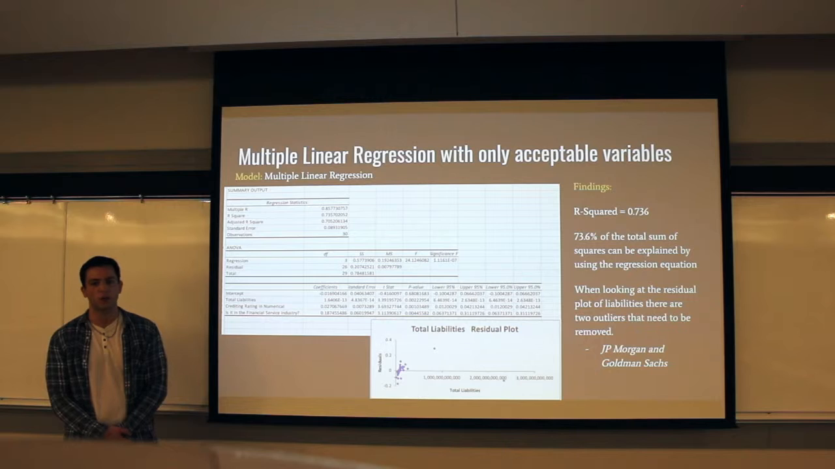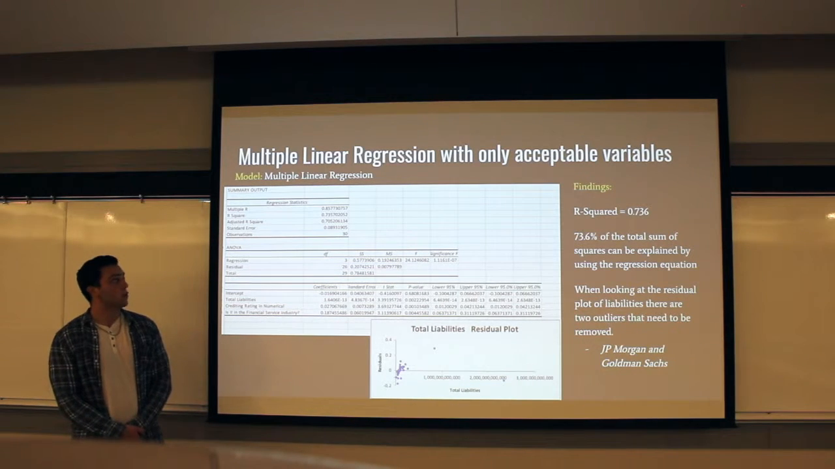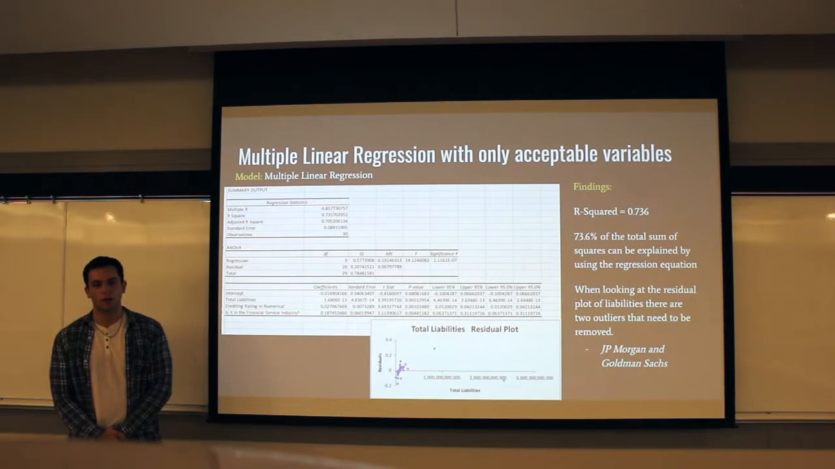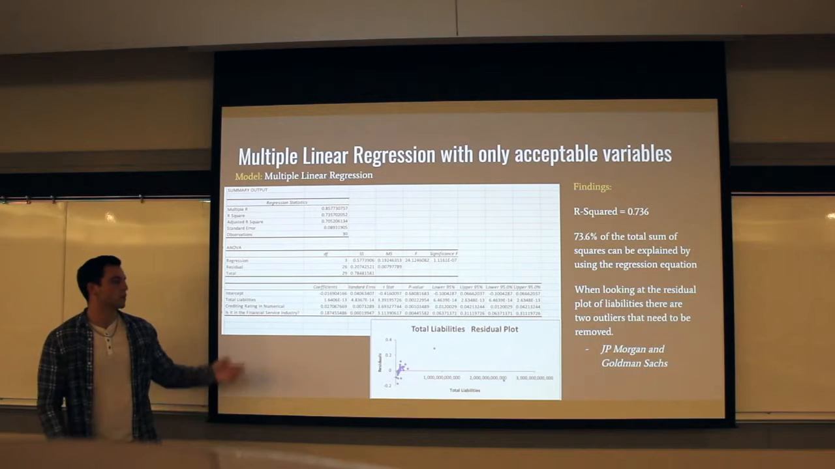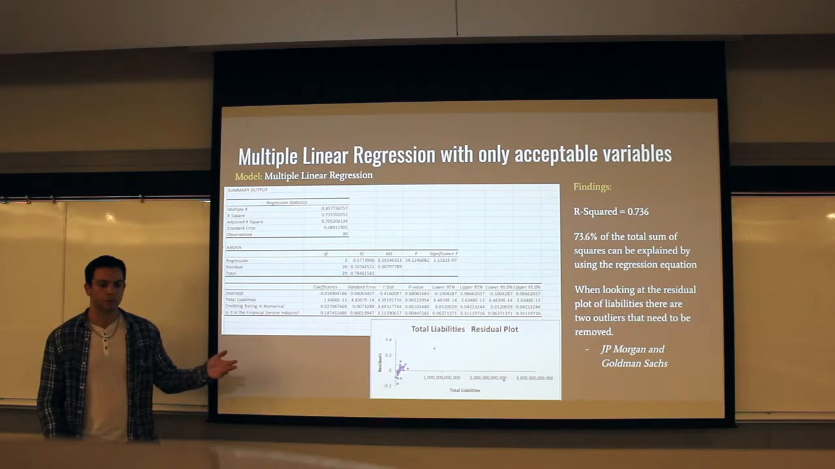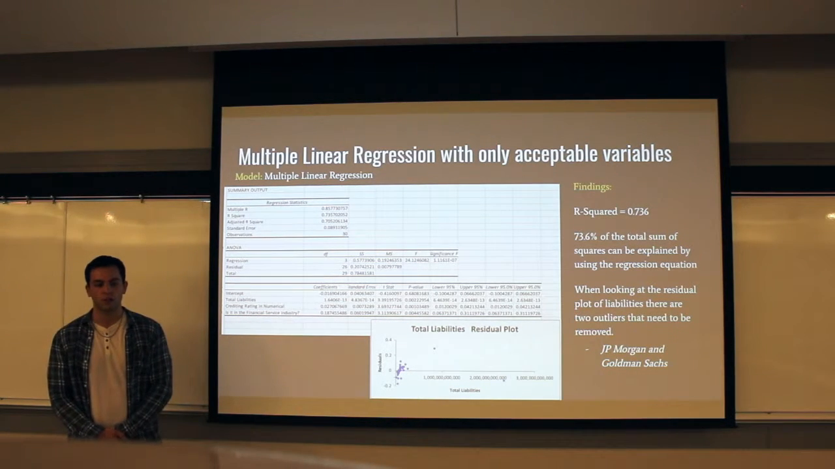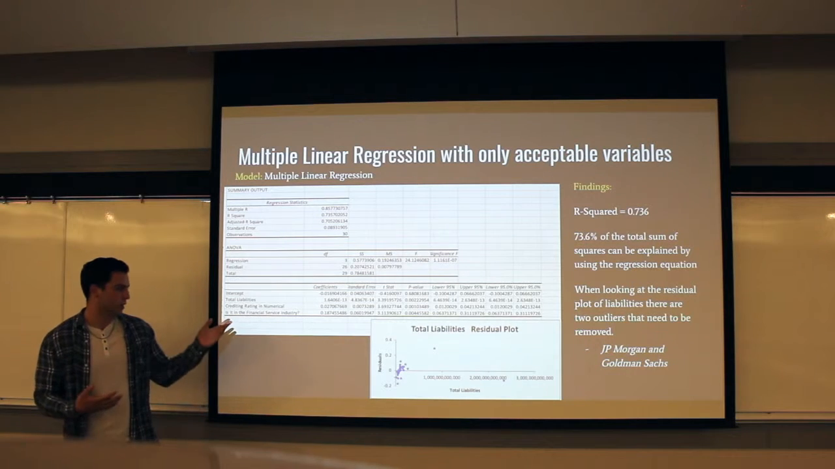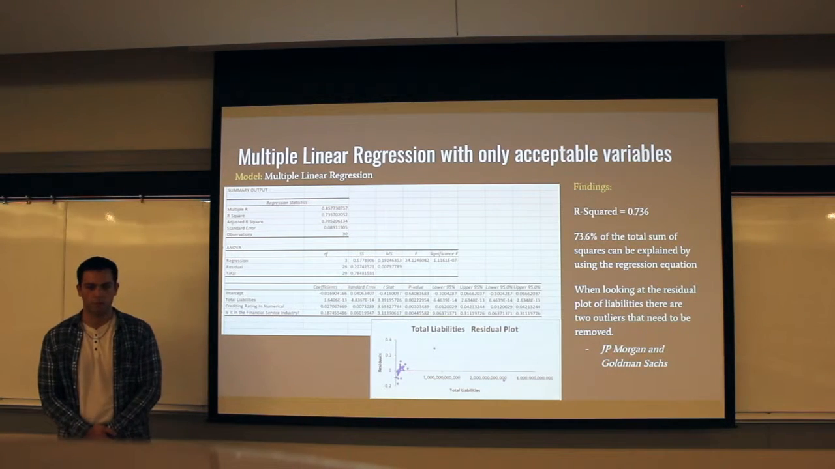So we decided for our final regression to kick these out of the analysis because we believe that they were going to skew the model. And so we believe that ultimately we could create a better model if we kick these two companies out.